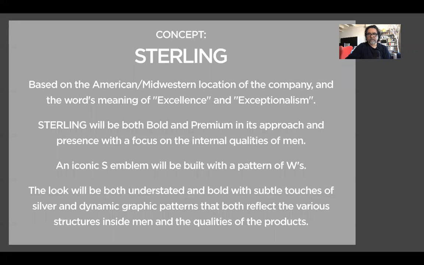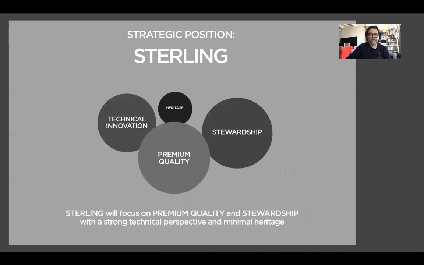And with Sterling, we thought there was an opportunity to create an iconic S symbol, and maybe even utilize the S symbol by building it through a pattern of W's. So looking at typography. And with this one, we wanted to put at the front premium quality. So Sterling is the concept that strategically positions Wall's new product line as a premium product line, and makes that the main focus, with stewardship being pretty much equal, but premium sort of the main focus.